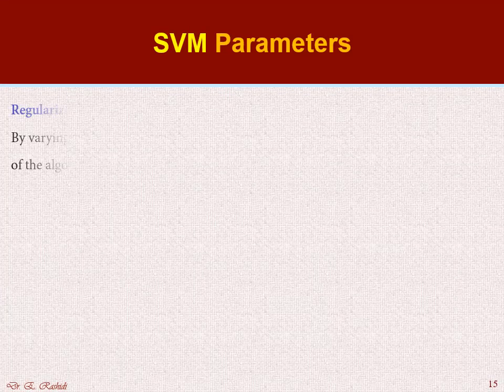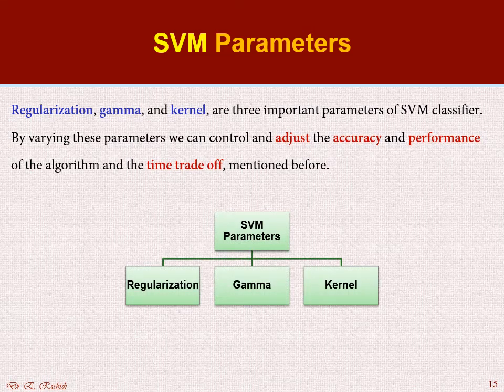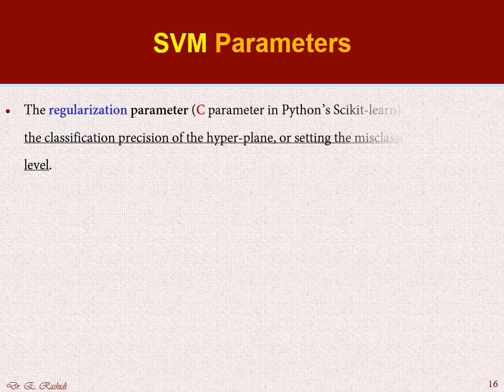SVM parameters. Regularization, gamma, and kernel functions are three important parameters of SVM classifier. By varying these parameters, we can control and adjust the accuracy and performance of the algorithm and the time trade-off that we already talked about. The regularization parameter, which is shown by C in Scikit-Learn, lets you control the classification precision of the hyperplane or setting the misclassification tolerance level.